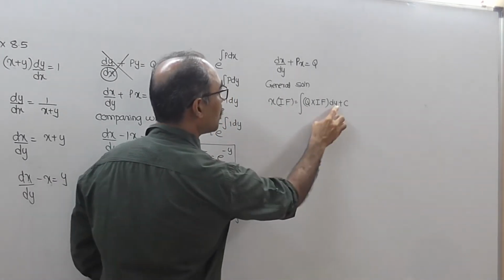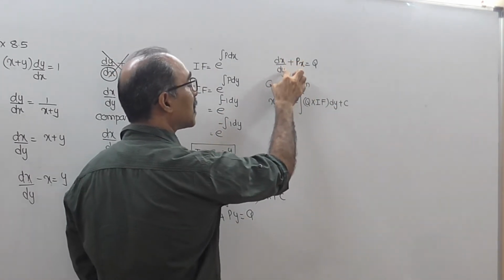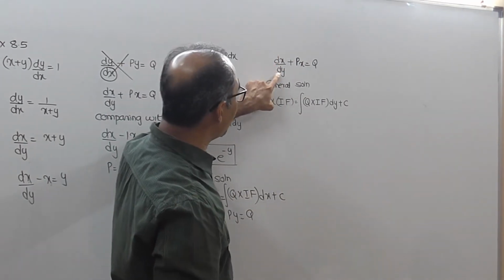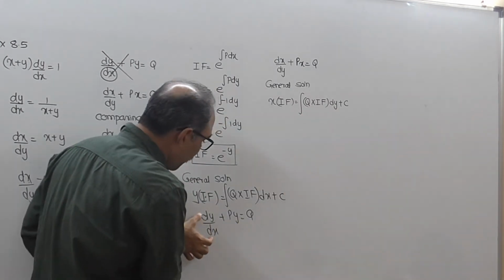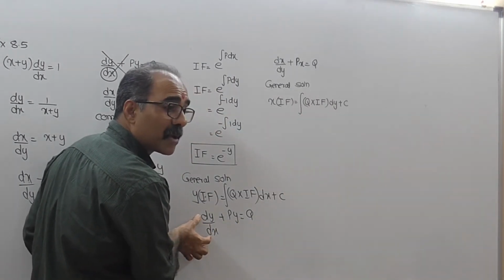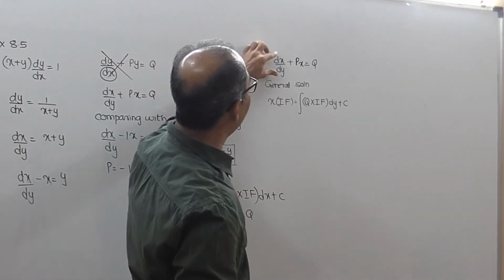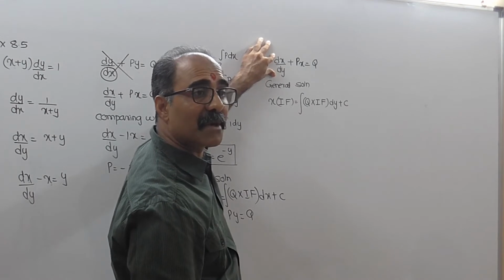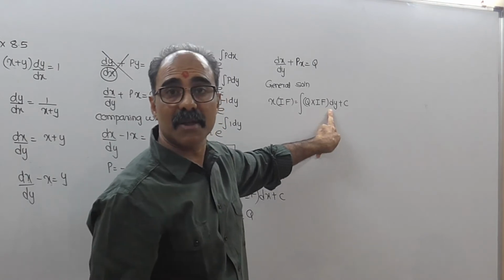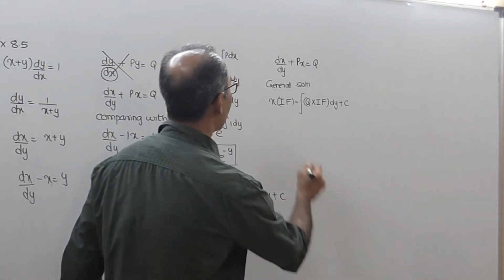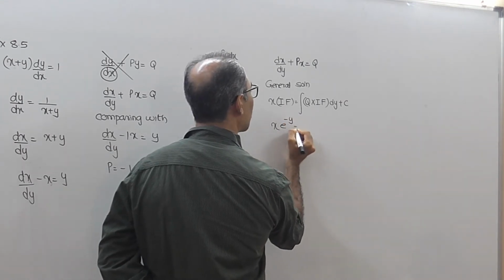Here I am having dx, but in this case I will be having dy, because dx by dy means I am differentiating x with respect to y. If I am differentiating x with respect to y, it means that I will have to integrate also with respect to y. Look here, dy by dx, so I am differentiating with respect to x, so my integration will also be with respect to x. Here I am having dx by dy, means I am differentiating with respect to y. If I am differentiating with respect to y, my integration will also be with respect to y. Be very careful about this. So this is x. The integrating factor is e raised to minus y.